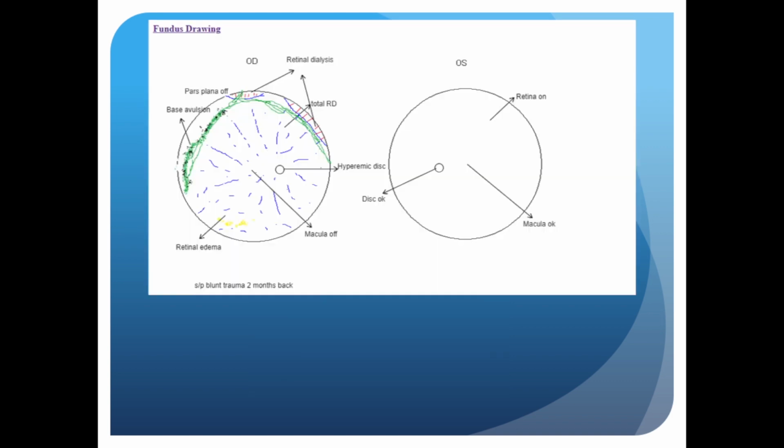We dilated the patient and saw the fundus. We found a total retinal detachment involving the macula. Superior temporal and superior nasal vitreous base avulsion was noted, and two significant areas of retinal dialysis were also noted. The other eye fundus was normal.